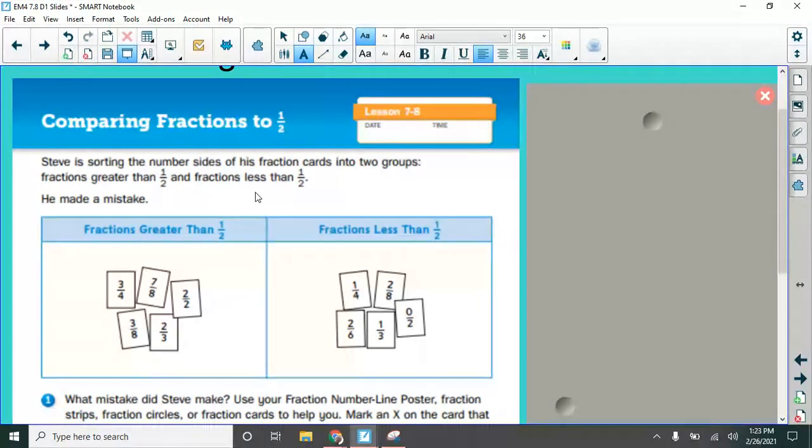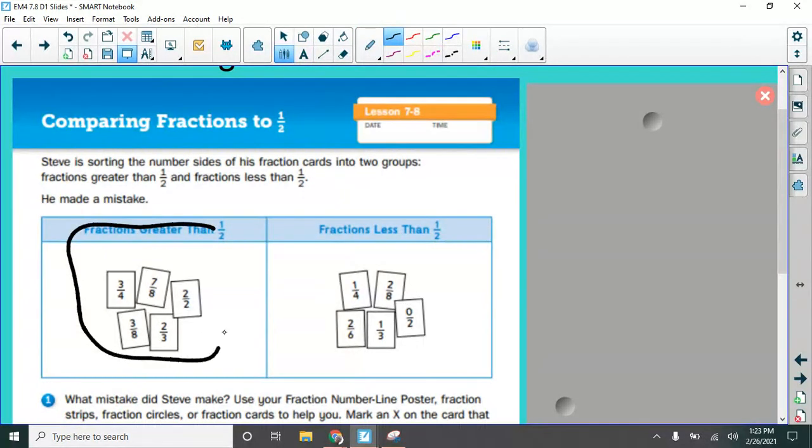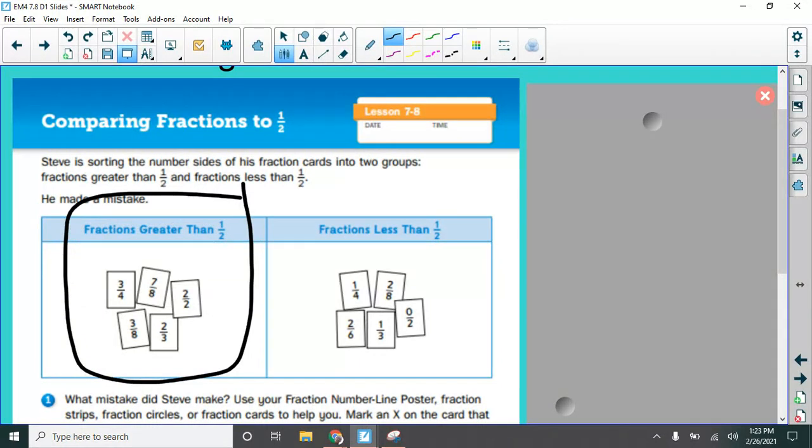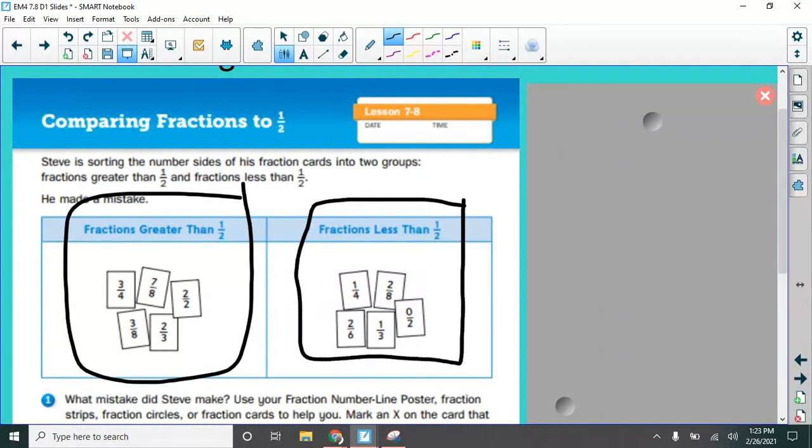All right, so look at the fractions on this side. Well, I should not erase the heading there. He has these as fractions that are greater than 1/2. And he has these that are less than 1/2. Now I'm going to tell you that he only made one mistake. And you can use any of the tools that you have: the fraction number line poster that we used the other day. It's also in your home link book if you want to use that number line.